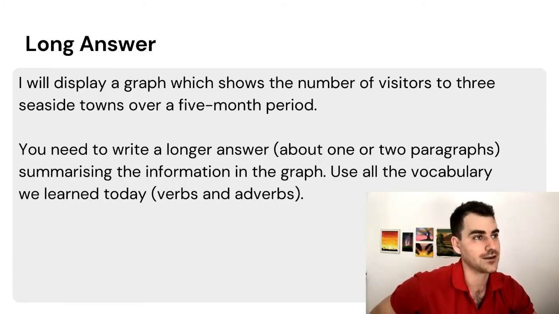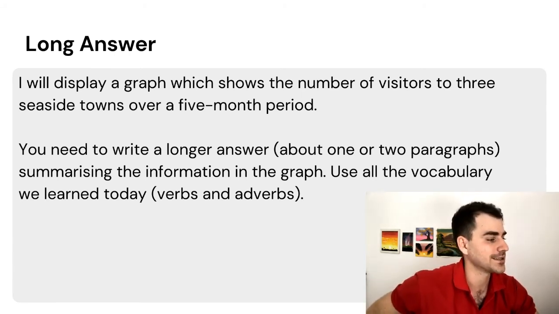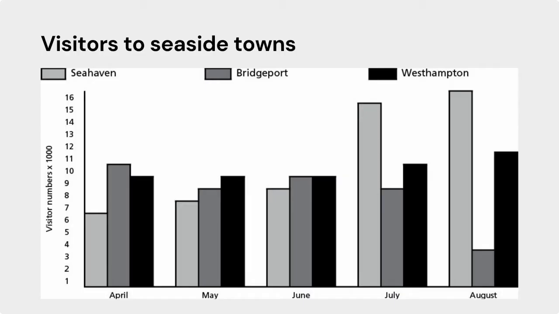Just pause the video and try to speak, try to use all the words in a sentence to describe the following graph, and here it is. Visitors to seaside towns from April to August. Number of visitors times 1,000. Okay, Seahaven, Bridgeport, West Hampton. So pause the video and write an answer or just practice speaking. I'll give you 5 seconds to pause and do that.